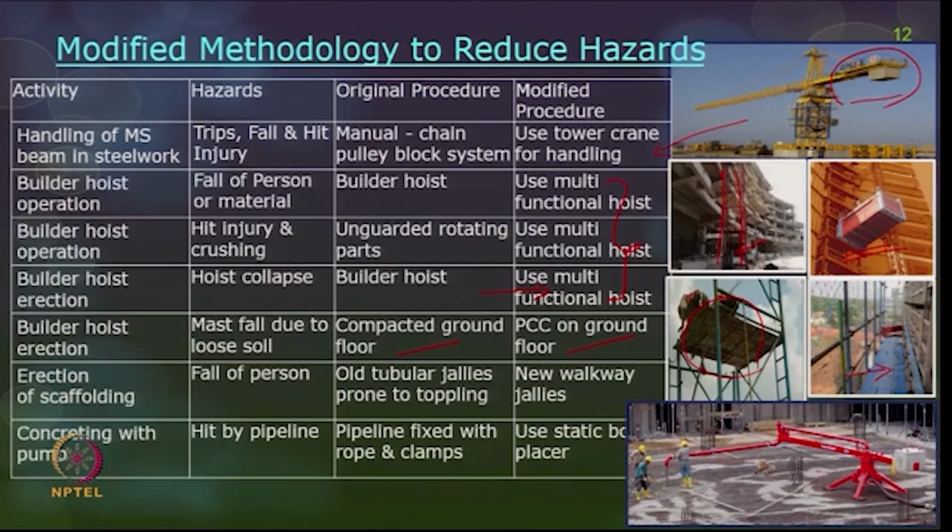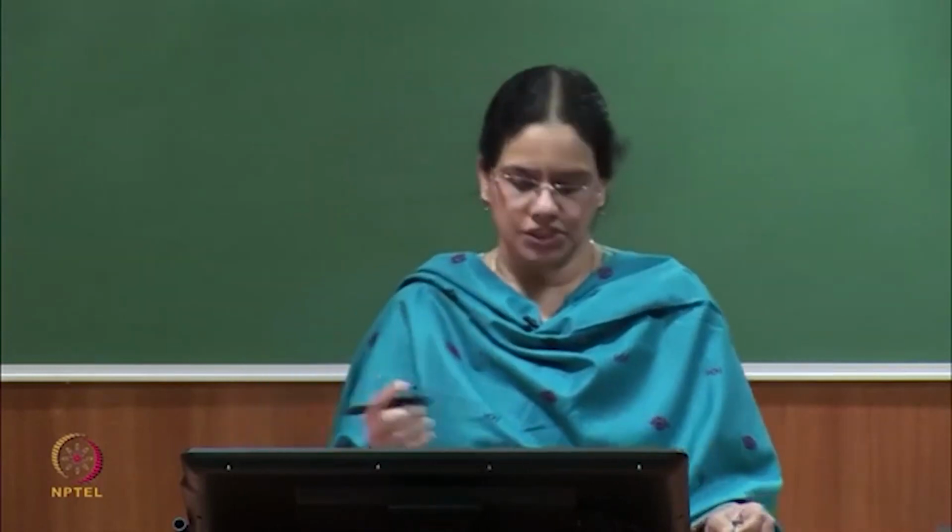Concreting with pump: this was hit by the pipeline, because the pipeline was fixed with ropes and clamps and there were hazards related to that. Just because of safety promotion, people started using a static boom placer, with which the concrete was placed, and this hazard was completely eliminated. So, these examples I have shown here are primarily elimination and partially substitution also.